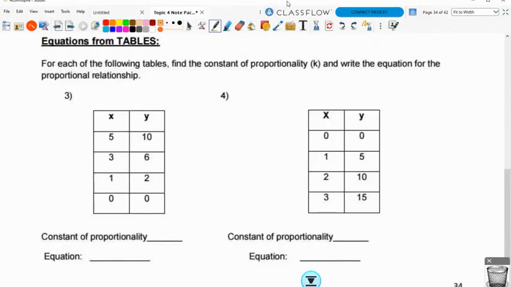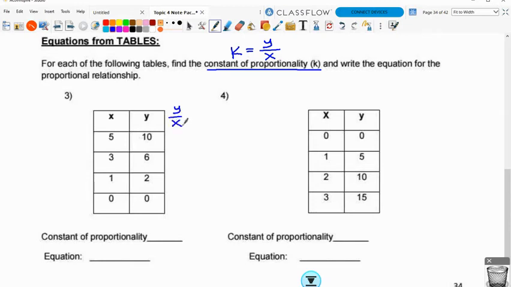In the next set of examples, we're going to create equations from tables. Remember that from a table of values, you have to figure out the value of k, the constant of proportionality. The constant of proportionality k was always found by doing k equals y over x. So if we look at our table here, we see our headings, x and y. What we need to do is come up with the ratios of y over x.